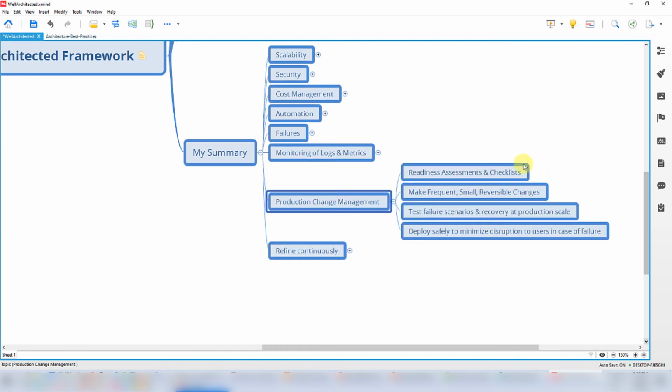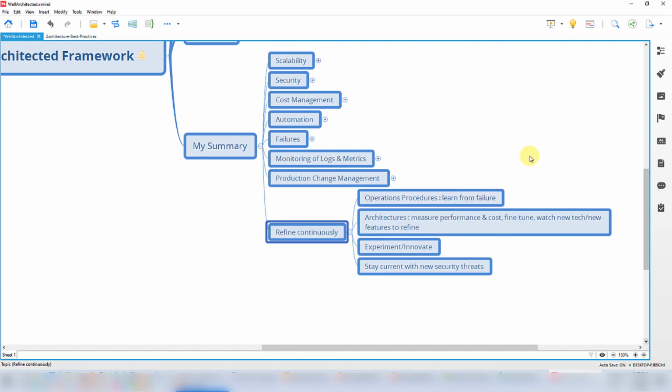Change management in production is important. Have readiness assessments and checklists before anything is launched in production. Make frequent small and reversible changes. Test failure scenarios and recovery in those scenarios at production scale, and deploy safely and securely to minimize disruption to users in case of failures. Refine continuously again applies across all the pillars.